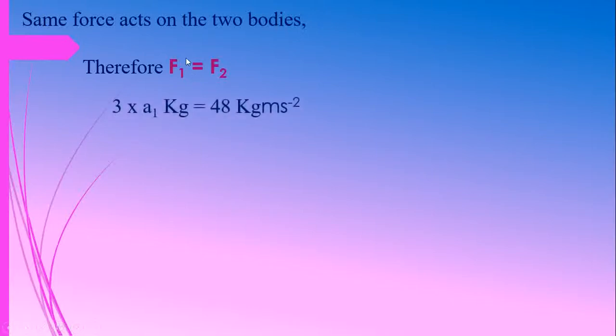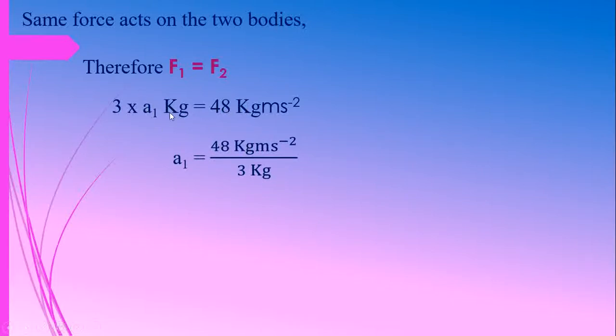Now the condition given in your question is that the same force acts on the two bodies. That is, the forces acting on m1 and m2 are the same. So F1 is equal to F2. Now what is F1? 3 into a1 kg is equal to 48 kg m/s². Substitute the values for F1 and F2. From this we have to find out a1.